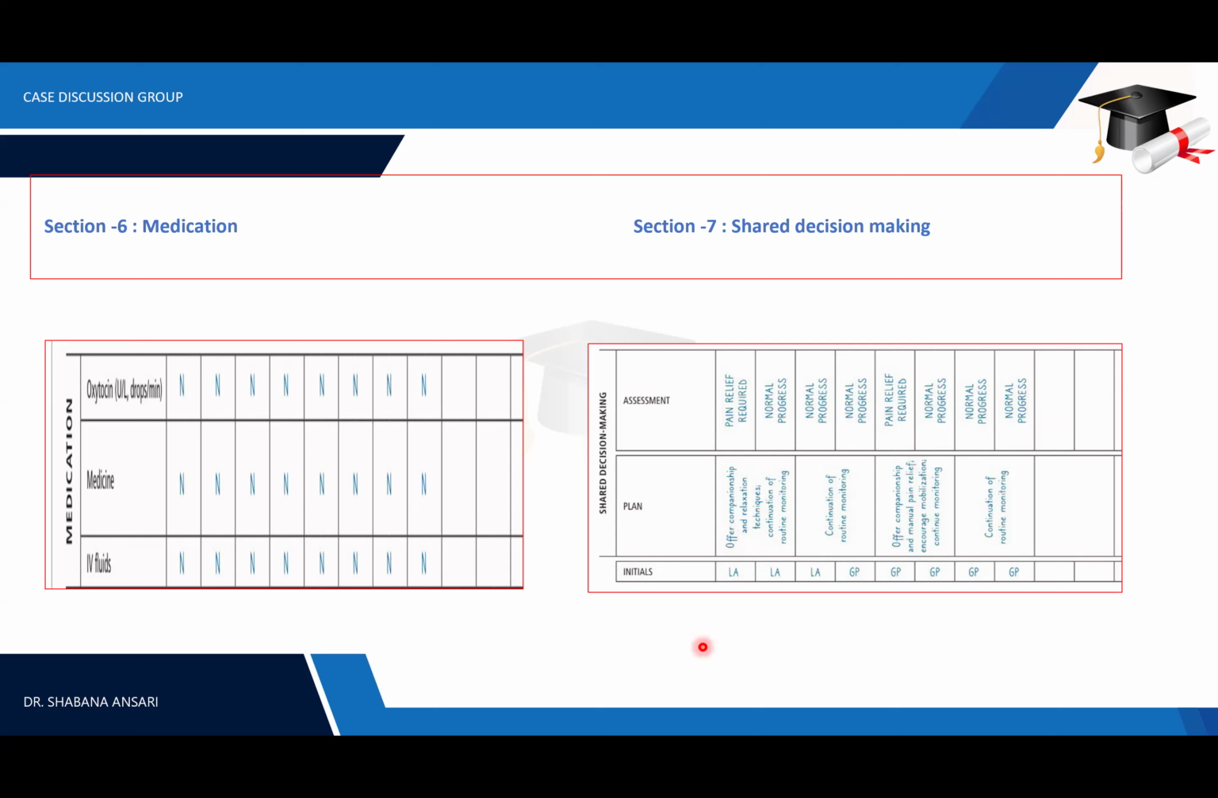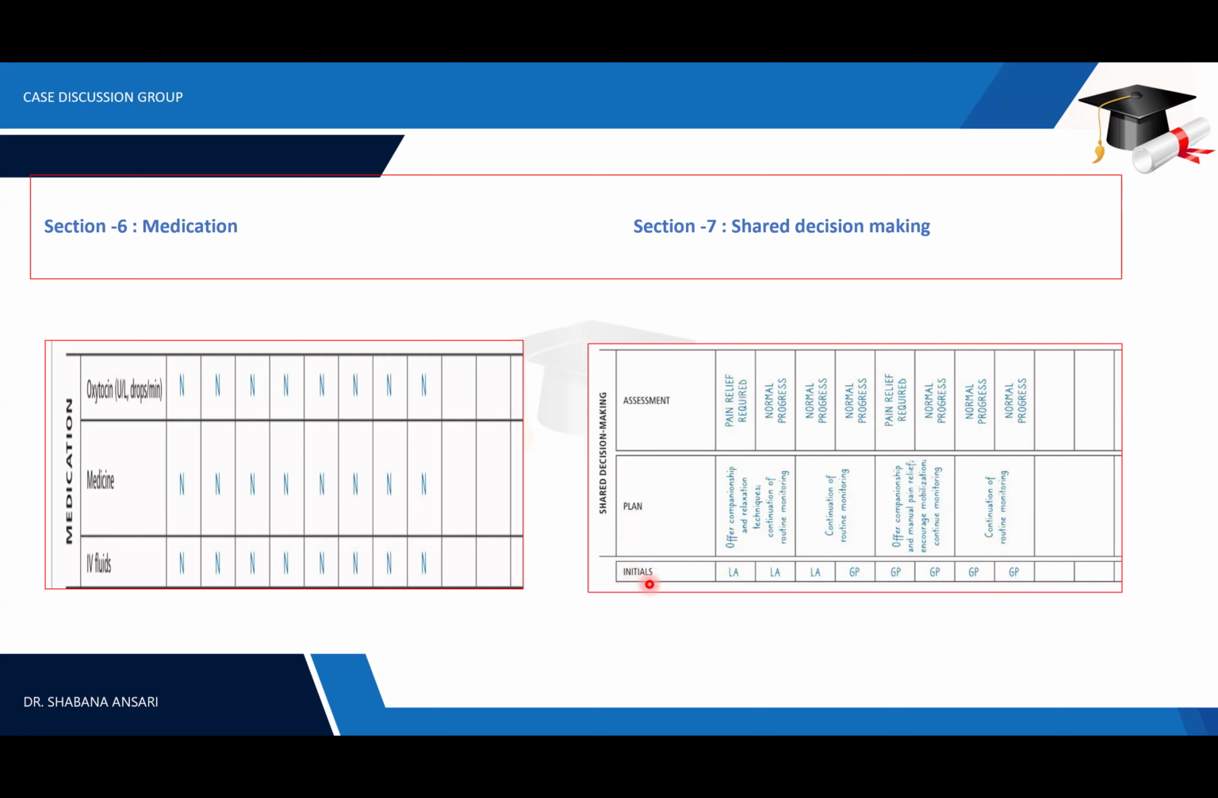Right. Now here we can see the continuation of routine monitoring apart from pain relief. And further, we can see the normal progression. So every time they have written continuation of the routine monitoring, and if pain relief is again required, offer companionship and manual pain relief, encourage mobilization and continue the monitoring. Epidural was not mentioned, but if we are giving that, then we also have to document here when we are starting that and who is involved in the care.